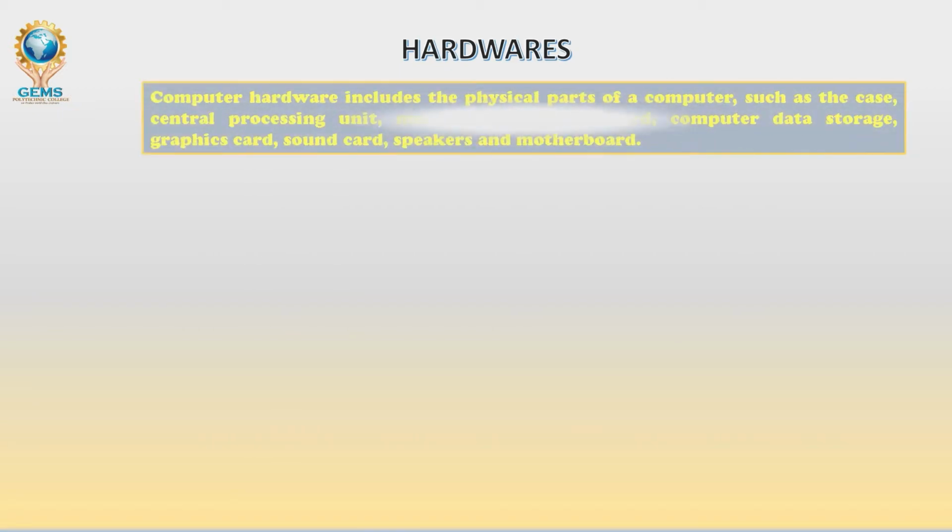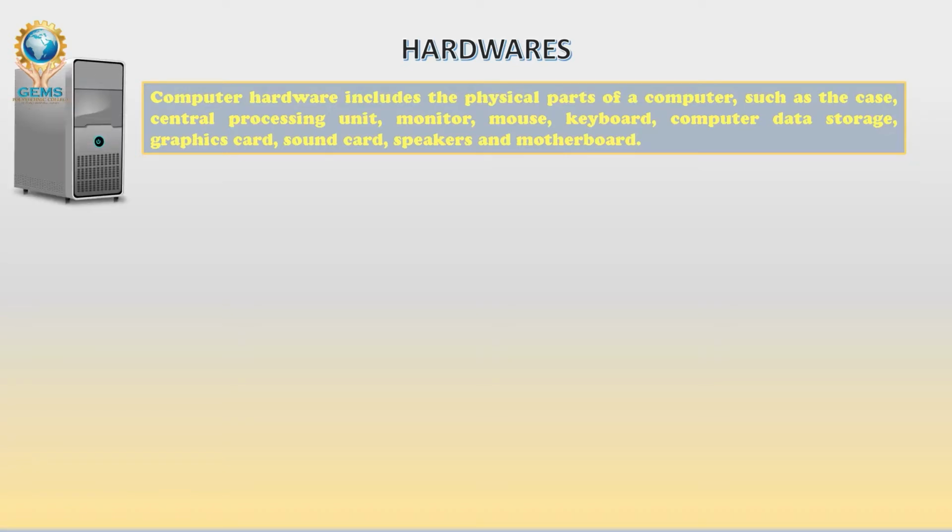Now we will see about the hardware. What are the hardware components that we commonly use in a PC? Computer hardware includes the physical parts of a computer. Physical parts means that they can be seen or touched. These are the hard components, such as the case, which we commonly call the CPU cabinet. Inside this cabinet, all the important boards and components are arranged.